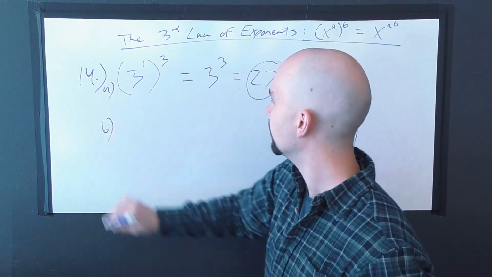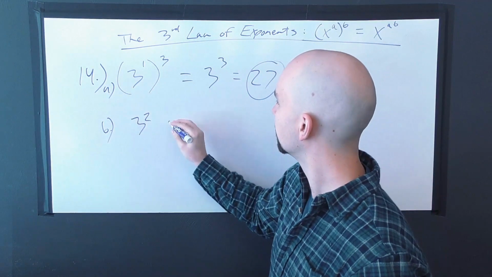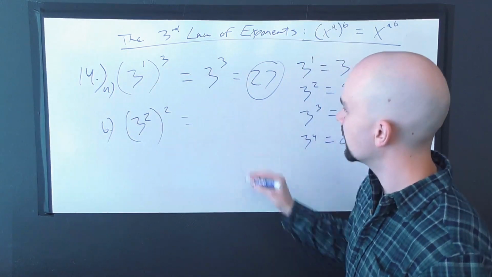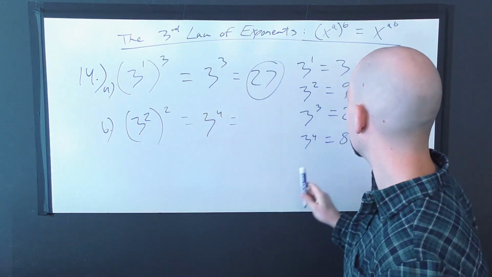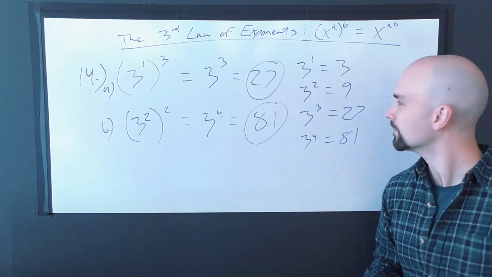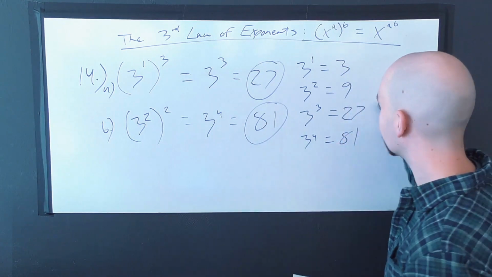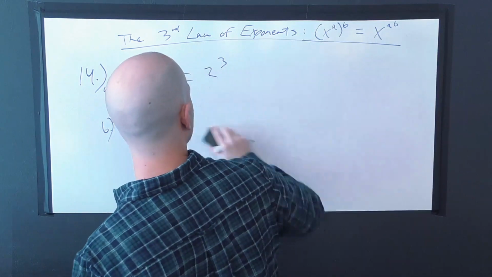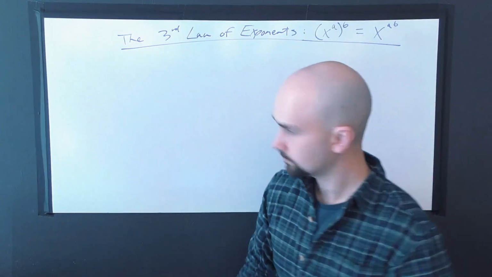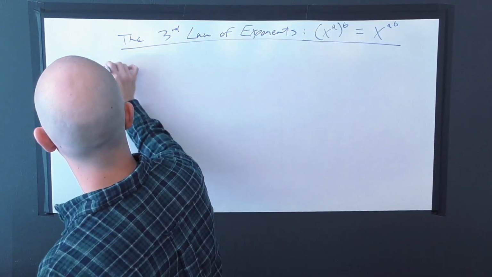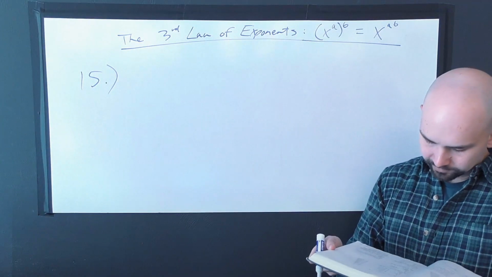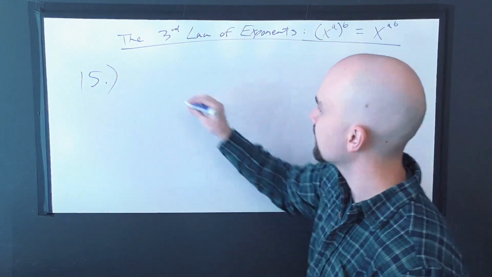Or what if instead I had 3 squared, and then I squared that. 2 times 2 is 4. So 3 to the power of 4, which equals 81. So that's all you're doing with these problems. Let's look at 15. Find each of the following quotients. Okay, this is a little bit more complex.